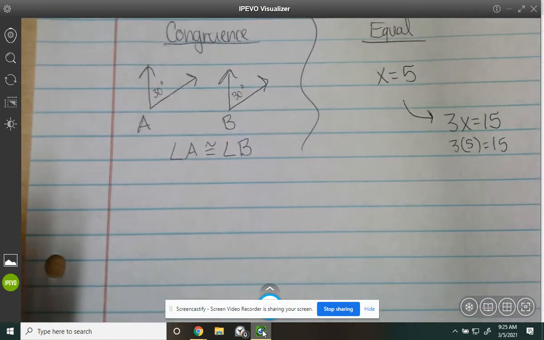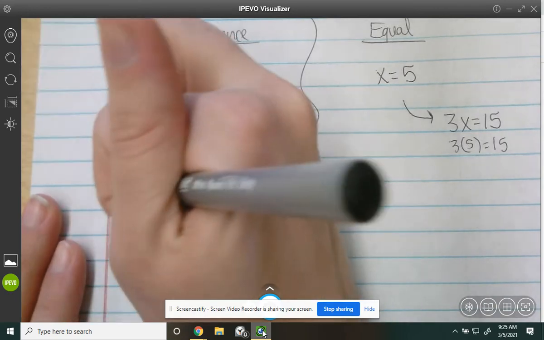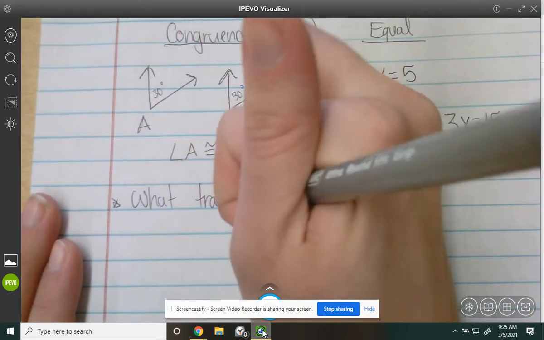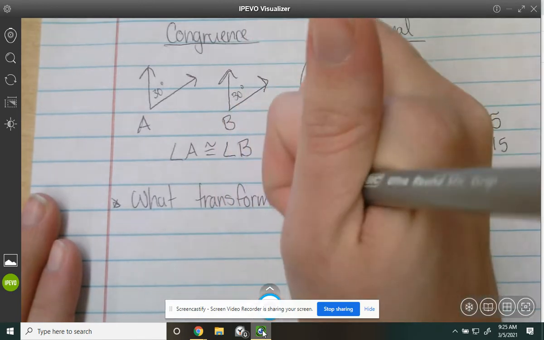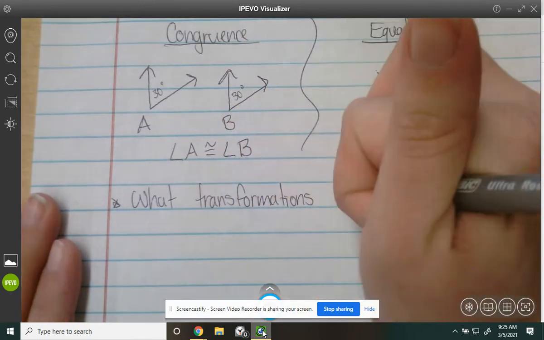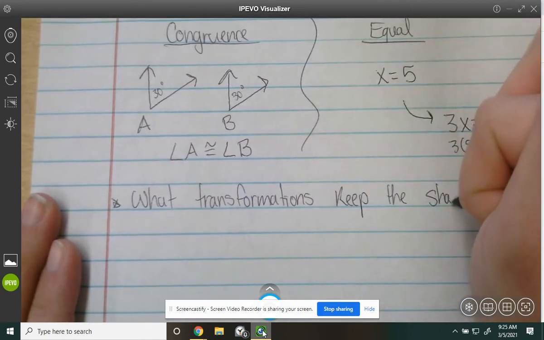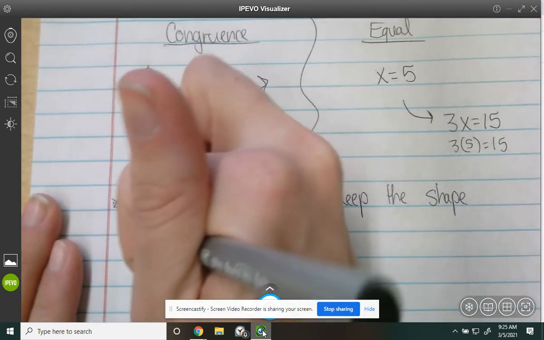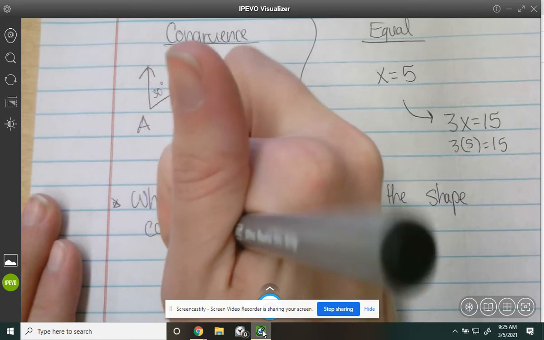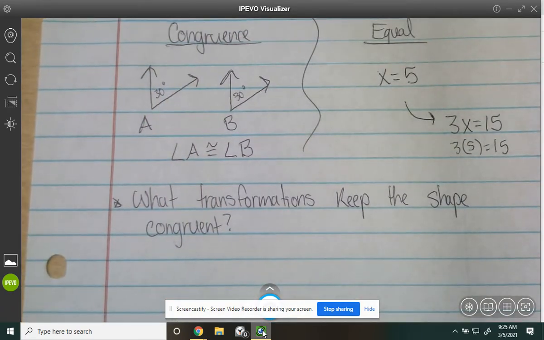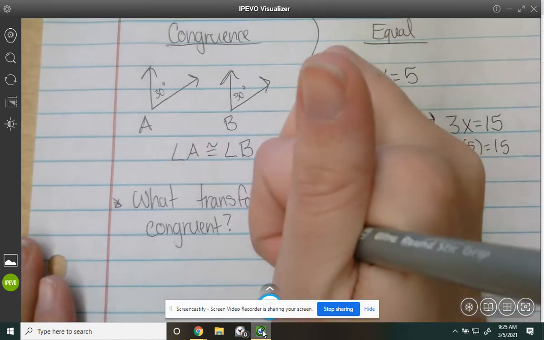Okay, so here is the first question I want to ask you. What transformations keep the shape congruent? So whenever I say keep the shape congruent, I'm really saying it keeps the shape the same size.